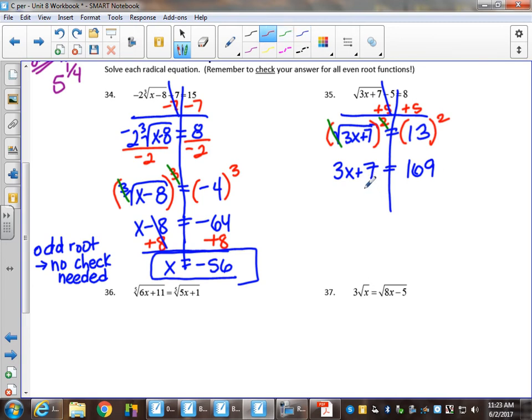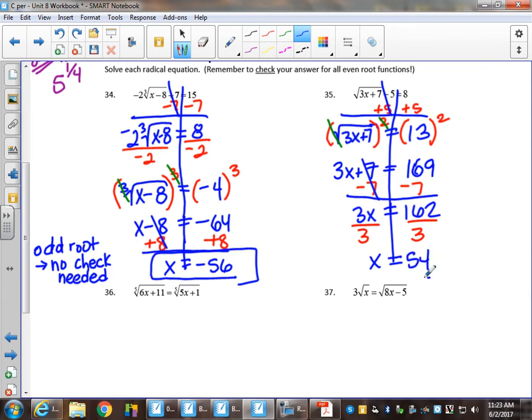I would subtract 7. 6. 169. Does that divide evenly? Yeah. Is this my answer? It might be my answer. Why am I not sure? It's an even root, so we need to check it.